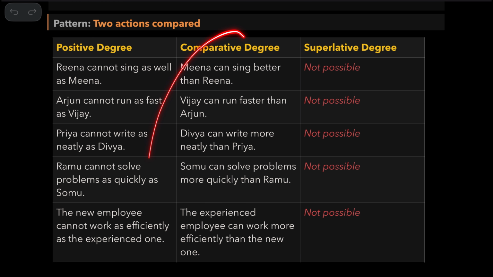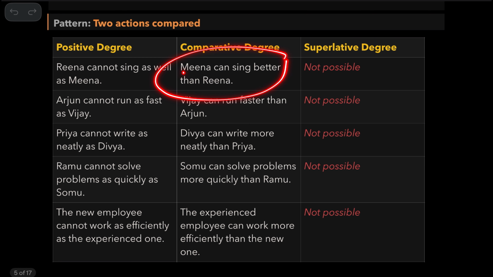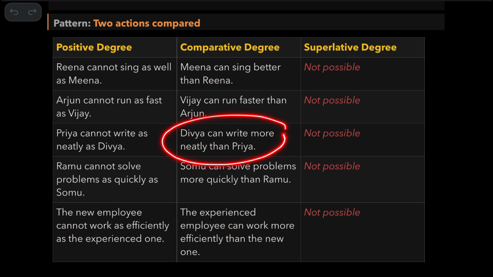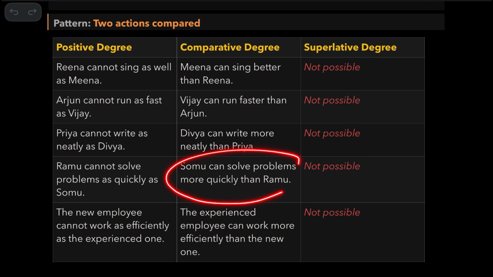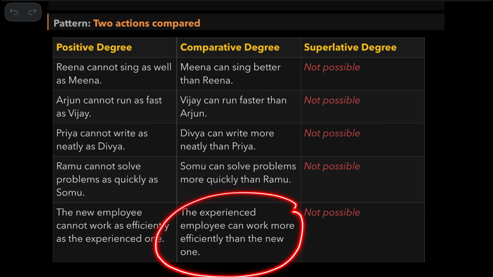Now here the subject is able to do better. Meena can sing better than Reena. Vijay can run faster than Arjun. Divya can write more neatly than Priya. Somu can solve problems more quickly than Ramu. The experienced employee can work more efficiently than the new one.